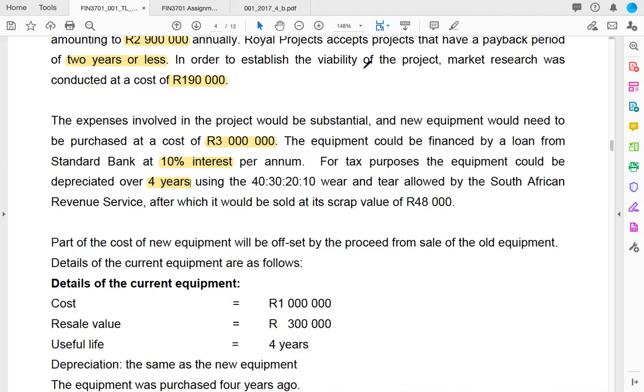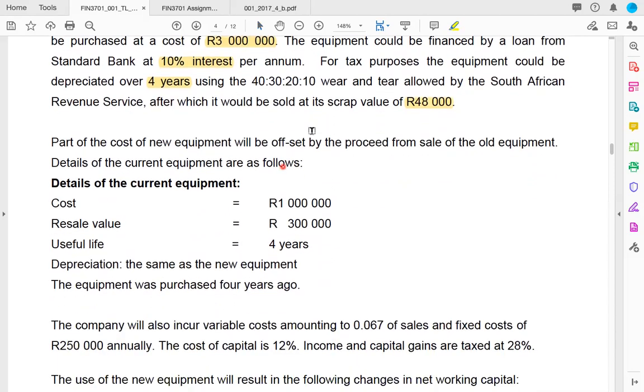So that's what this means, this 40, 30, 20, 10. Okay, it's not straight line depreciation, rather depreciation will be 40% of the installed cost of the asset in year 1, then 30% in year 2, then 20% in year 3, then 10% in year 4. And then we're also told that after that, the machine can be sold at a scrap value of 48,000. Okay. And then we're told part of the cost of the new equipment will be offset by the proceeds from the sale of the old equipment.